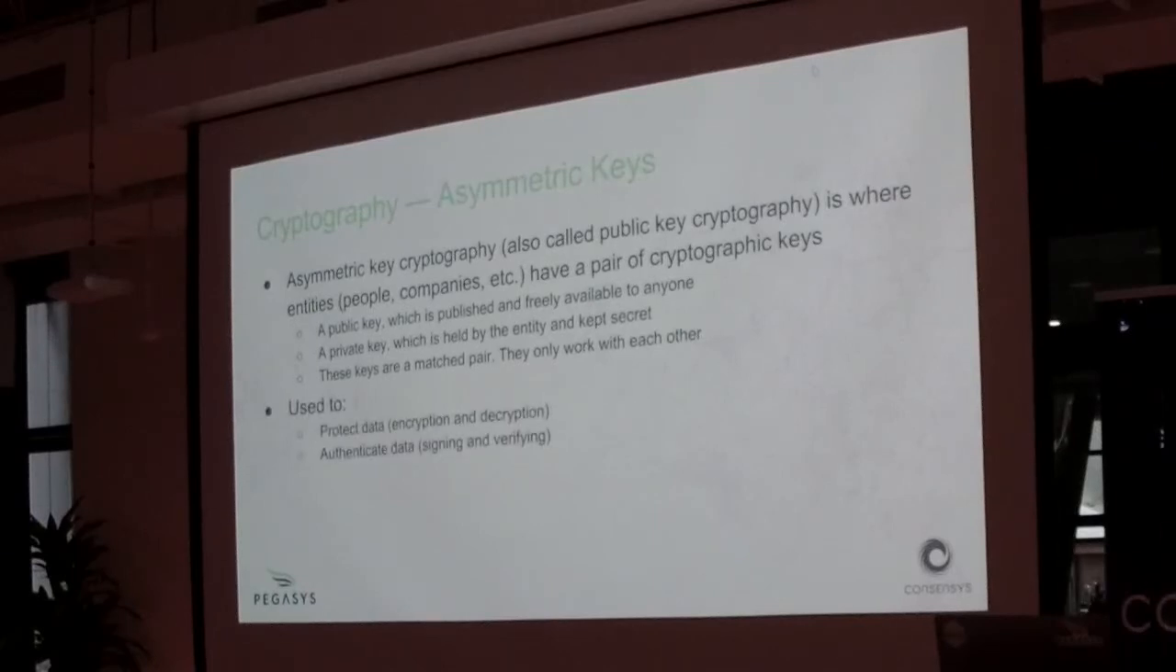Okay, and we use this asymmetric key cryptography to protect data and also to authenticate data. And I'll explain what we mean by that.